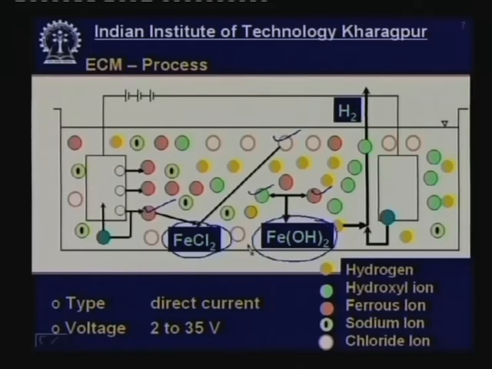What happens to the hydrogen ions? These are the hydrogen ions. Hydrogen ions would be positive, so they will go towards the tool material which is connected to the negative terminal, and hydrogen gas will evolve.